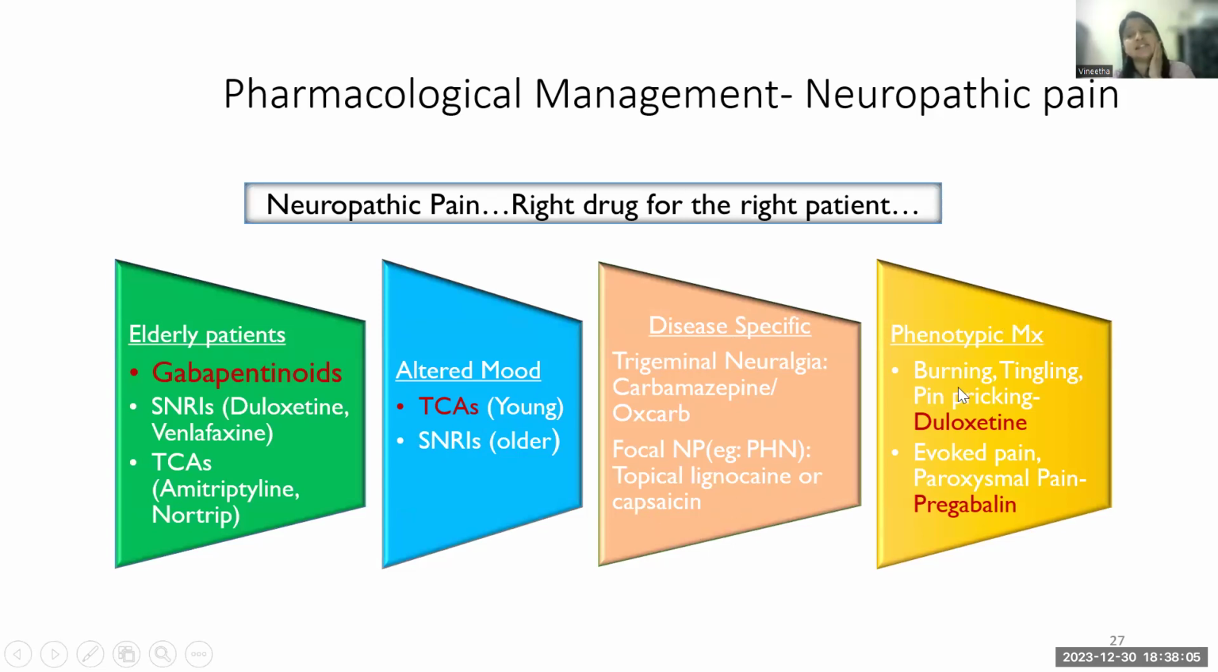Now, this is what I asked. Diabetic neuropathy. There is something coming up known as phenotypic management. That is depending on the nature of the pain.